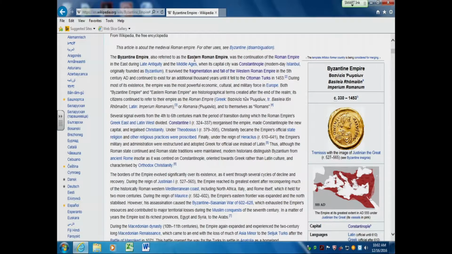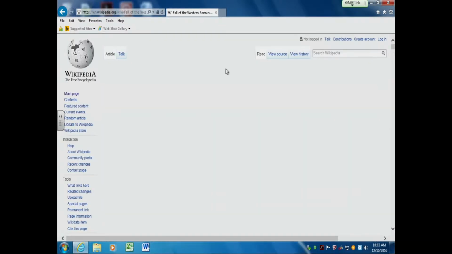As this text said here, Constantinople became the capital of the Roman Empire. And they always considered themselves to be a continuation of the Roman Empire. And it survived what is described as the fragmentation and fall of the Western Roman Empire. Let's see what we have here.